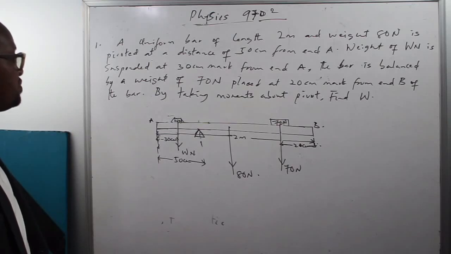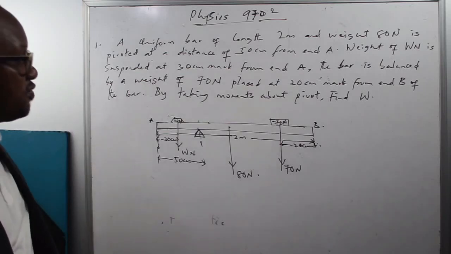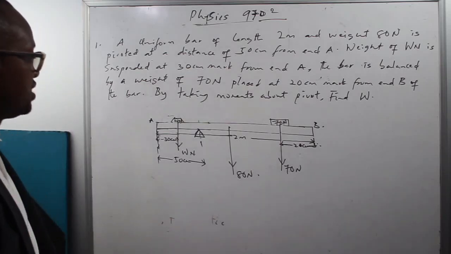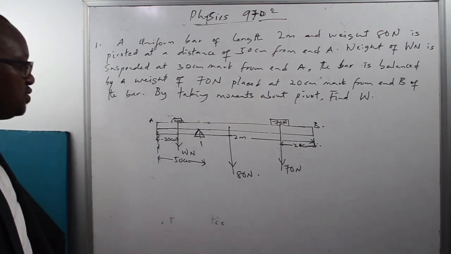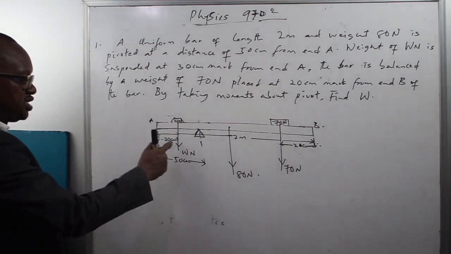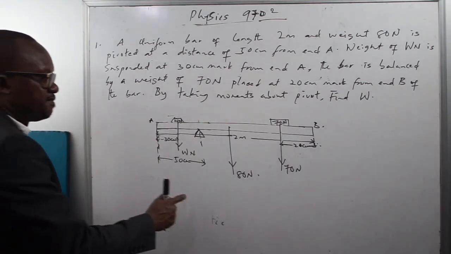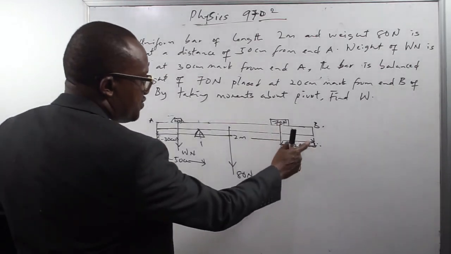The bar is balanced by a weight of 17 newtons placed at the 20 centimeters mark from NB. By taking moments about the pivot, find W. So we are representing all the forces. W newtons is 30 centimeters from NA. The pivot is 50 centimeters from NA. The 17 newtons weight is 20 centimeters from NB.